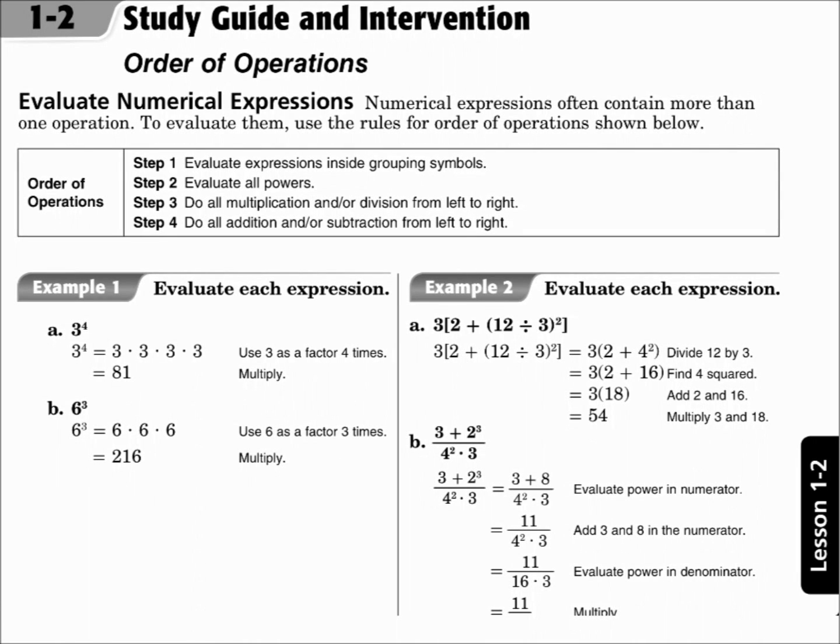This is Lesson 1.2, Order of Operations. Your objectives are to evaluate numerical expressions by using the order of operations and to evaluate algebraic expressions by using the order of operations. Evaluate numerical expressions. Numerical expressions often contain more than one operation. To evaluate them, use the rules for order of operations shown below.